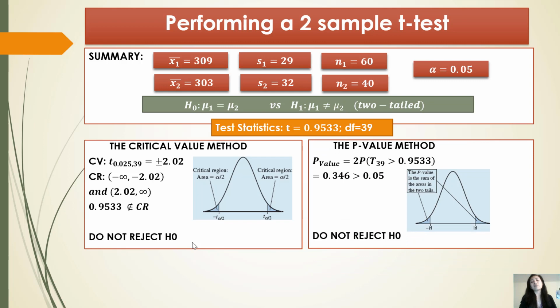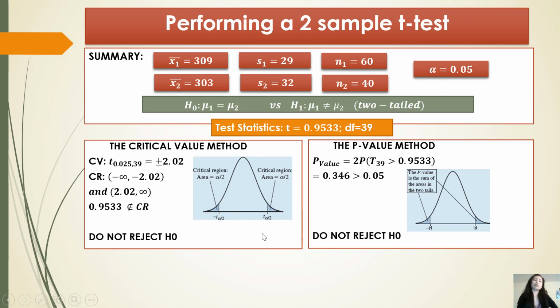Now for the p-value method, the test statistic is 0.9533. So we mark it on the picture, and its negative, negative 0.9533, should be here. The p-value is the sum of the areas in the two tails, so it should be 2 times the probability that a Student t distribution variable with 39 degrees of freedom is greater than 0.9533. The p-value is 0.346, which is a lot greater than 0.05. So the p-value is greater than the significance level. That means we do not reject the null hypothesis.